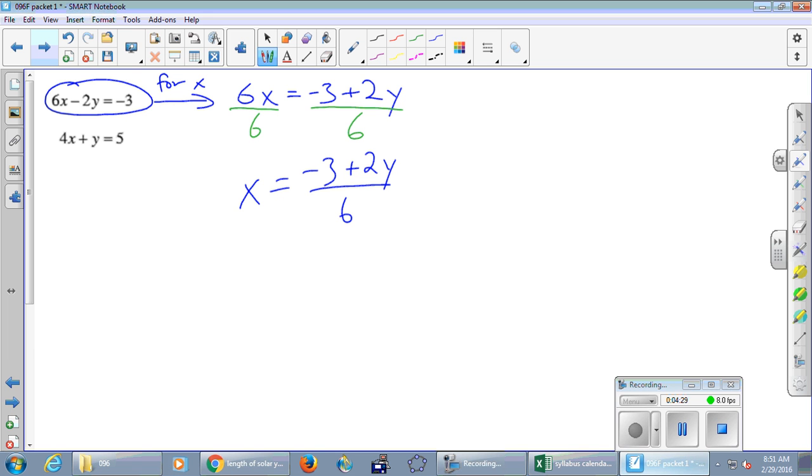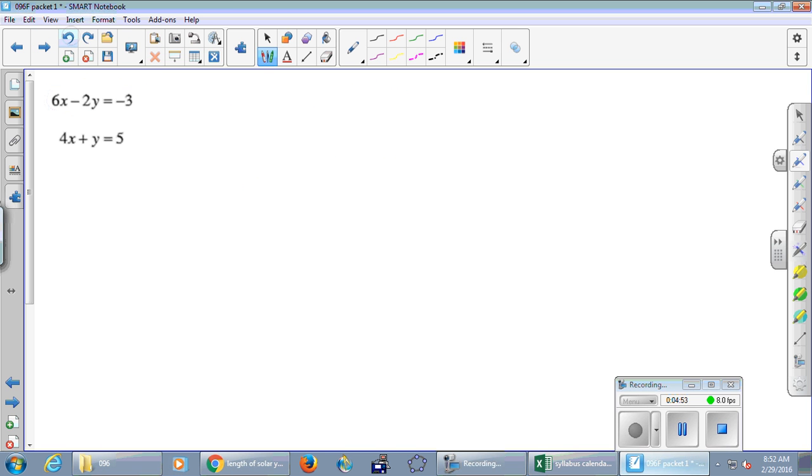To solve the first equation for y, what will you need to divide by at the end? The negative 2. Fractions. To solve the second equation for x, what will you have to divide by? 4. Fractions. To solve the second equation for y, what do you have to divide by? 1. No fractions. That's the winner. And so if you are fortunate enough to have an equation where one of these letters has an invisible 1 in front of it, you grab that one because all of the other choices will involve fractions.